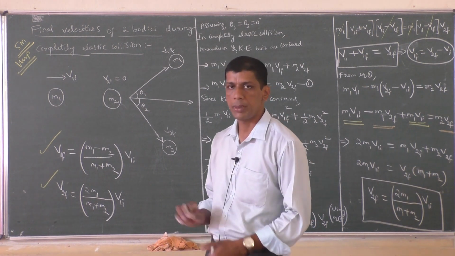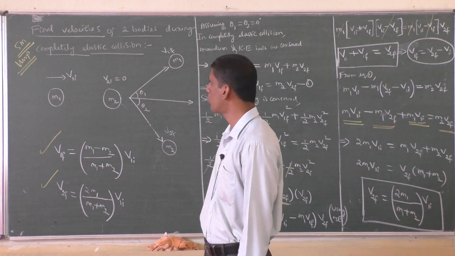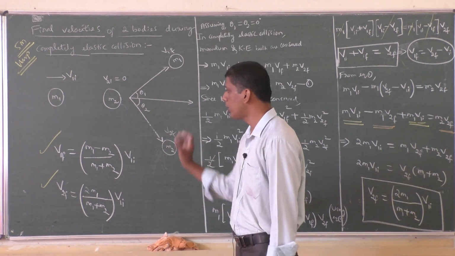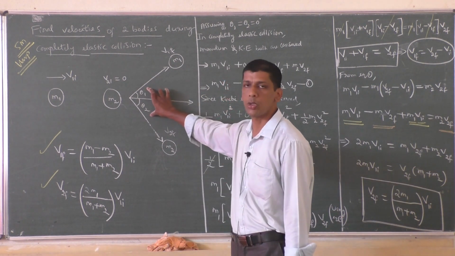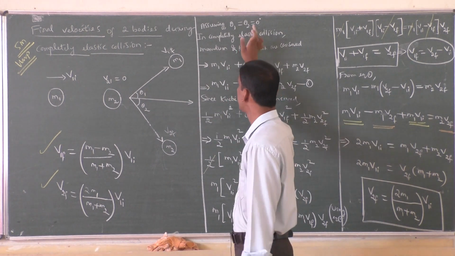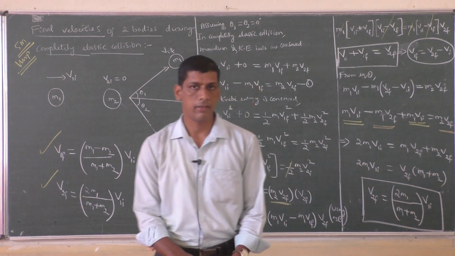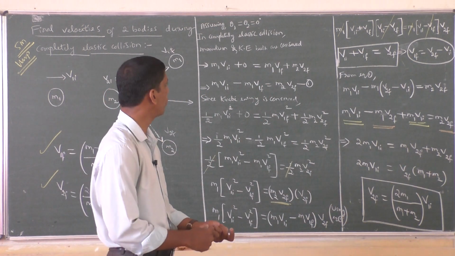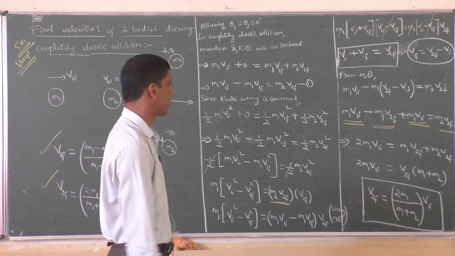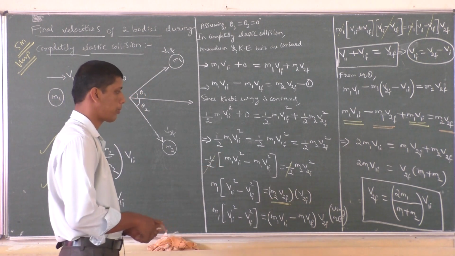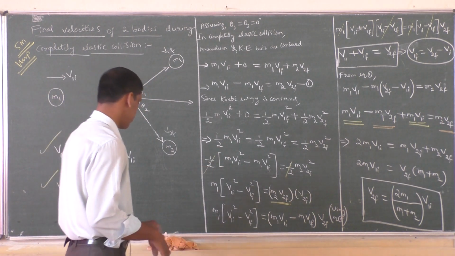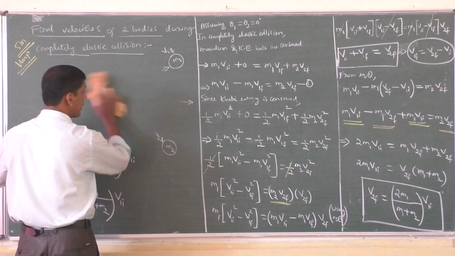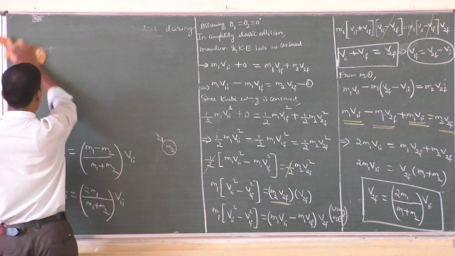So we have to remember the final velocity of two bodies during completely elastic collision. This is a question asked for 5 marks. We have assumed here that θ1 and θ2 both are equal to 0. We are assuming that θ1 and θ2 both is equal to 0. That means they are moving along a straight line. Assuming they move along a straight line and doing the derivation, you get the required format equation. This is one concept. This is asked for 5 marks, so learn it correctly.